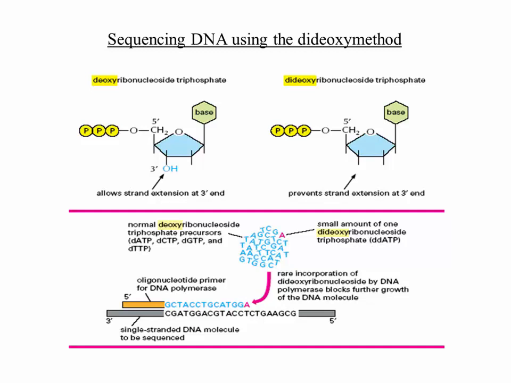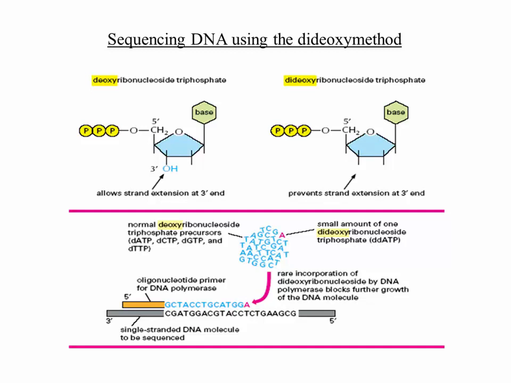Now, what happens if instead of this sugar being deoxyribose, I have dideoxyribose? That means here also, instead of that OH, I just have H. That means that chain is now dead. It cannot be elongated any further, because the phosphate of the next nucleotide cannot latch on here, because that OH is missing. It's become an H. So that's the main idea on which this is based.